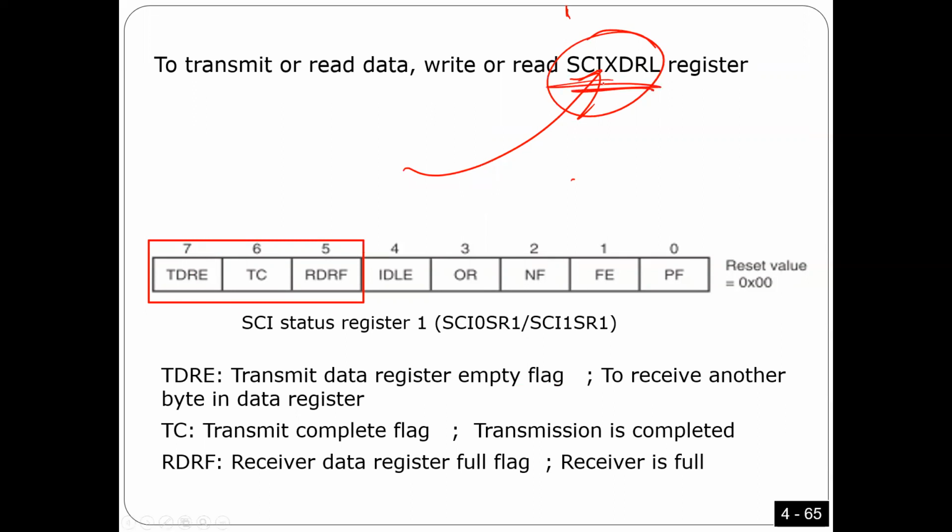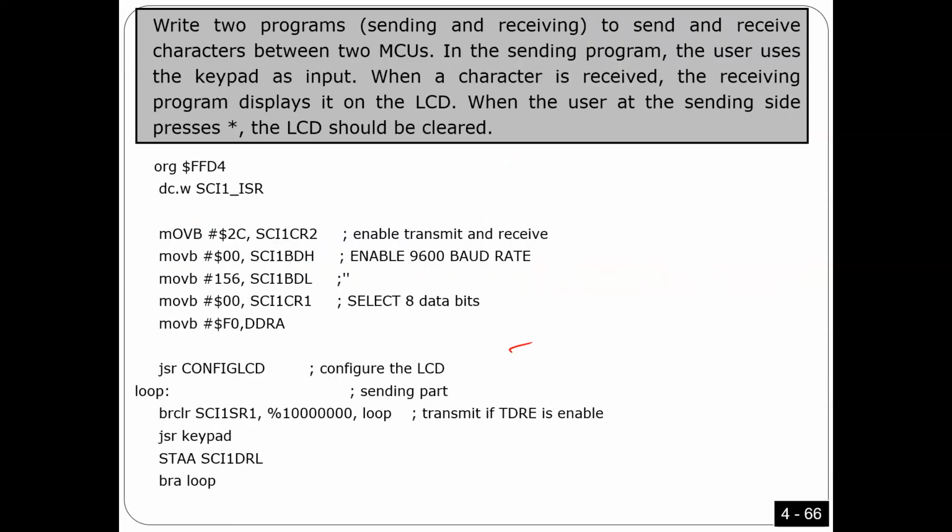However, before you write to this register, you have to make sure this bit is 0, which means it's empty. I finished the last value, and now I'm ready to transmit a new value. How can you do that? That's what I did here. I'm gonna check this bit, and as long as it is 0, that means it's not empty, so I'm gonna keep looping here until it is 1.